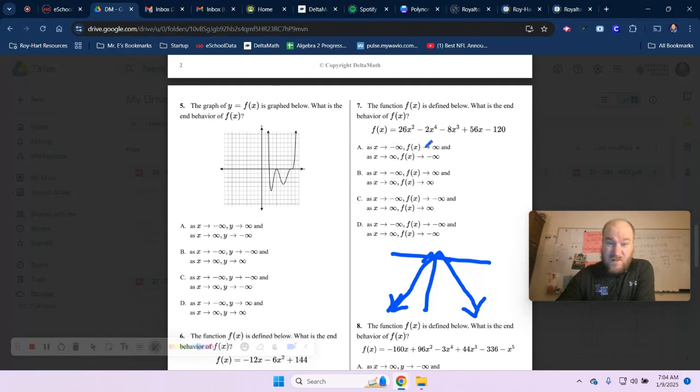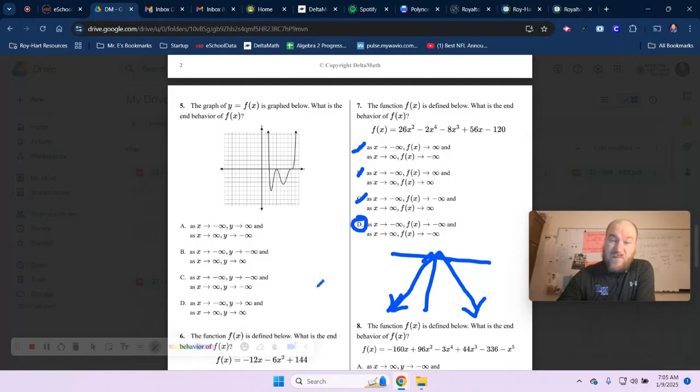Choice A says as we go left, we go up. That's not it. Choice B says as we go left, we go up. Hold on, that's not it. Choice C says as we go left, we go down. That one's good. And as we go right, we go up. That one's not it. So it must be choice D. As we go left, we go down. As we go right, we go down. So it's choice D. So remember, the whole time you're doing this, you should be using that information that we took a picture of earlier.